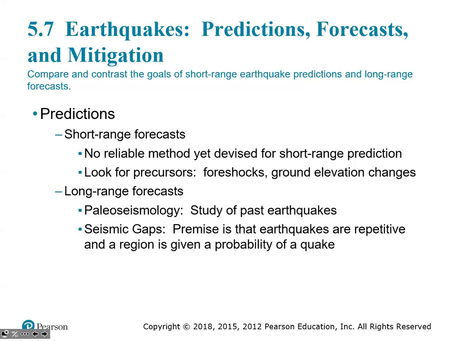And seismic gaps. The premise is that earthquakes are generally repetitive because they're powered by the grinding of continental plates against each other. And a region has a given probability of a quake, and you can sort of talk about a place being overdue. So you expect a quake every 100 years, and it's been 120, or you expect a quake every 20 years and it's been 30 years since the last earthquake, you're probably likely to have an earthquake soon because you've probably built up a lot of tension and it hasn't gotten released yet.